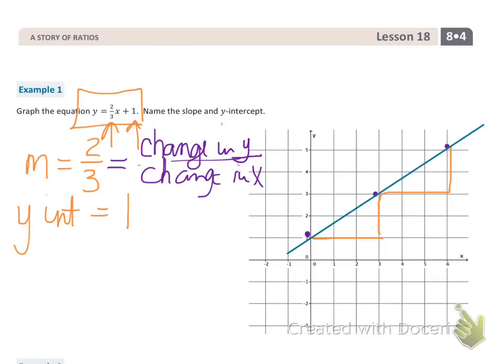Okay, that's a little better. So I didn't have to compute any x, y values. I just plotted the y-intercept and then used the slope to find another point. So that was a pretty quick way to draw the graph of a line. Okay, let's look at another example.